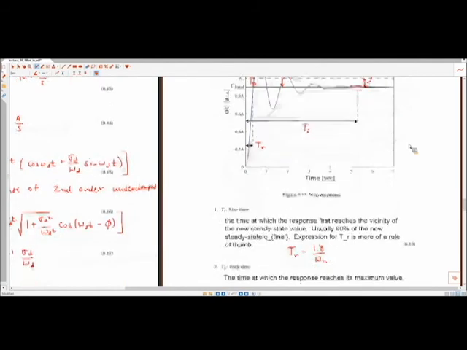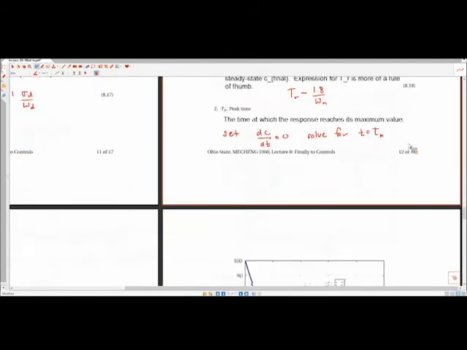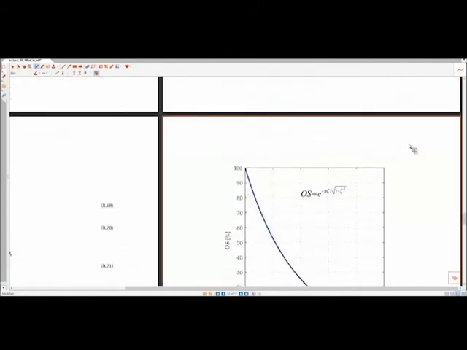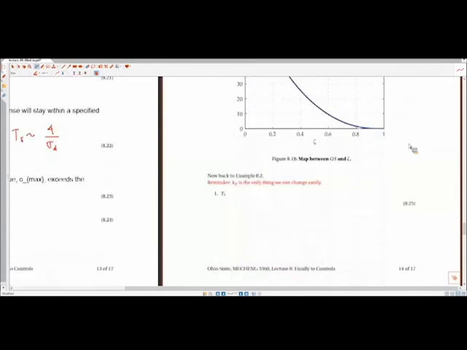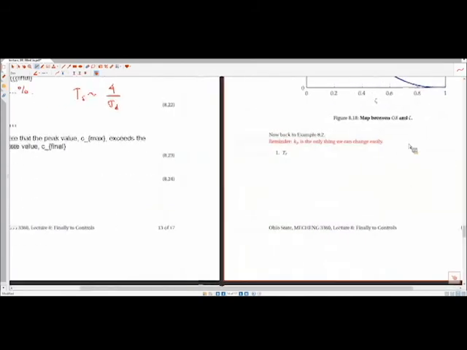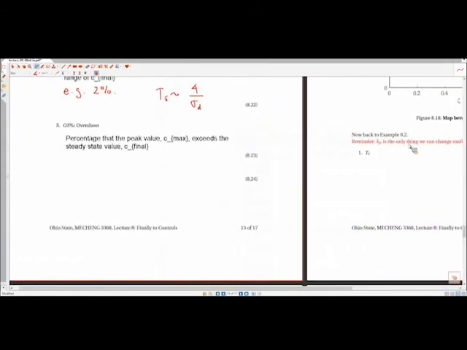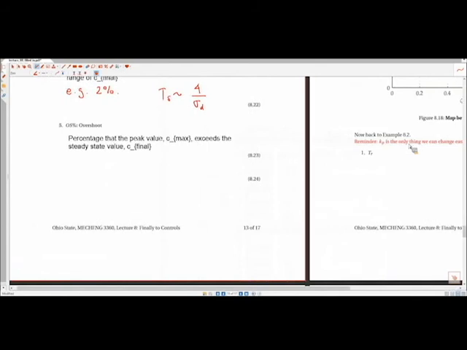Things to note: zeta ranges between 0 and 1, where 1 is the critically damped case. Overshoot goes to 0 as we get to critically damped. Maximum overshoot ranges all the way up to 100%, nothing more. For second order underdamped systems, this happens at a zeta equal to 0.